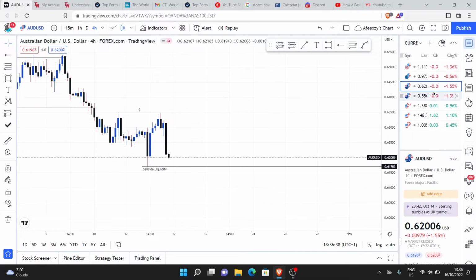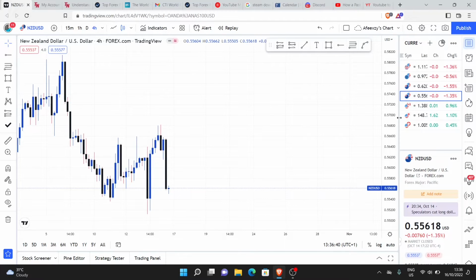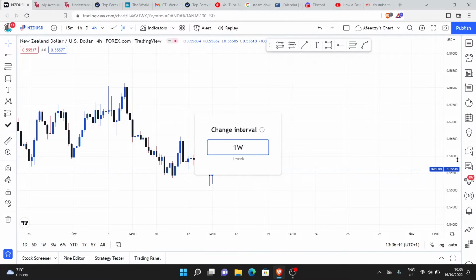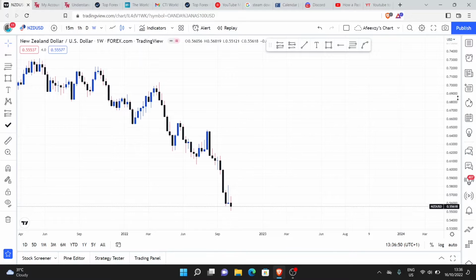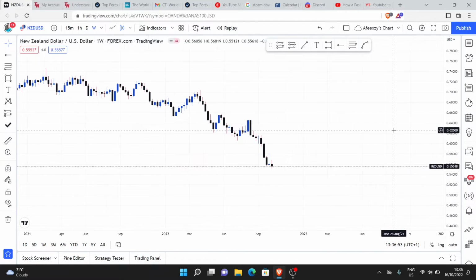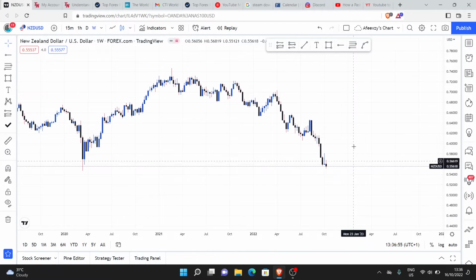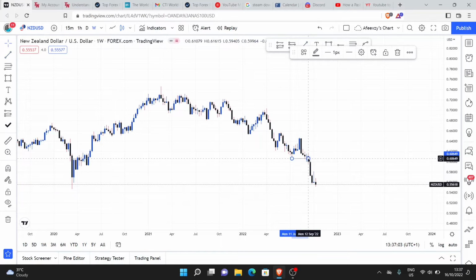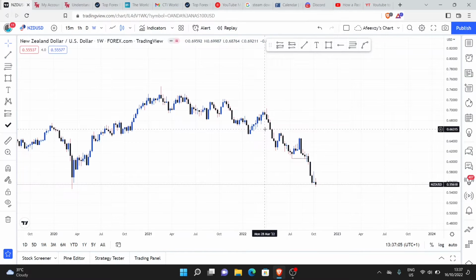Now going to our NZDUSD. Let me start with our weekly time frame. As you can see on NZDUSD, we are also bearish on this pair. You can see here we are officially bearish from here, and we have been bearish before.